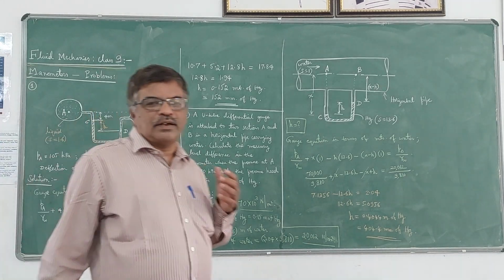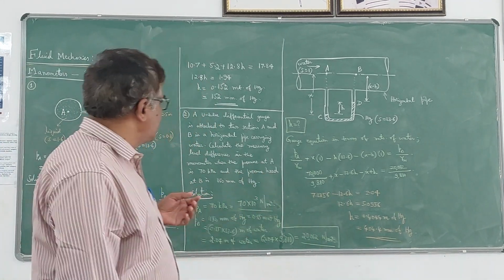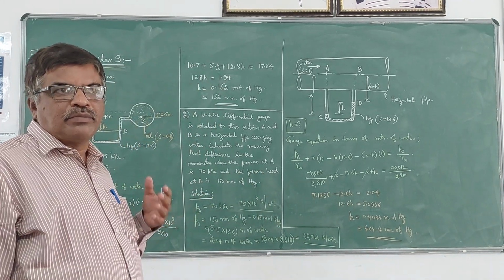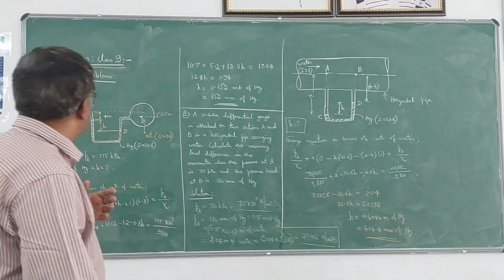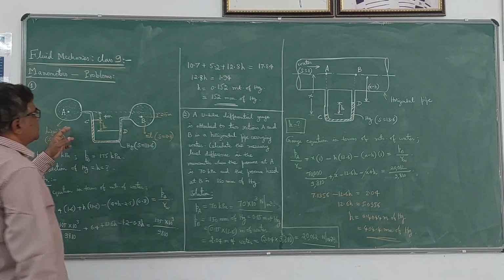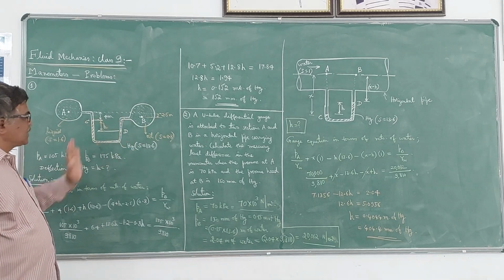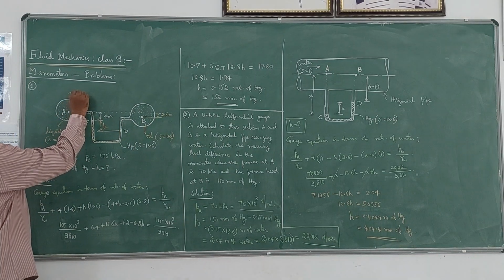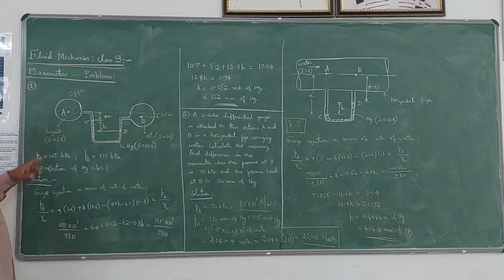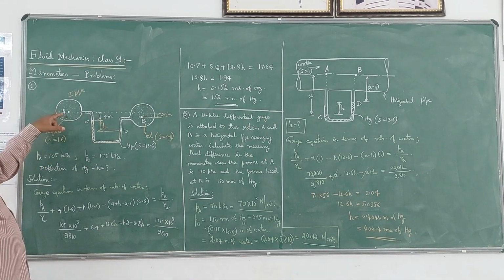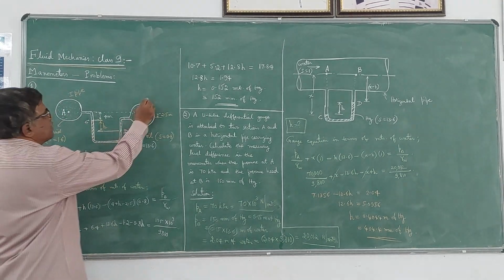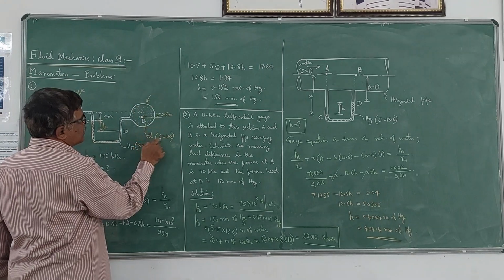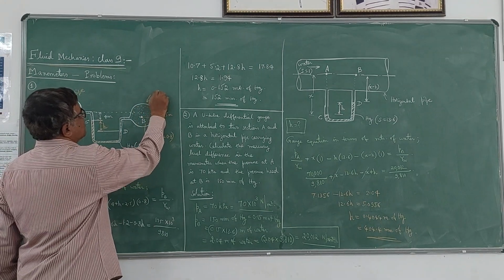Let us discuss two problems in this class regarding the measurement of pressure using manometers. The first problem is, the figure is given like this. There are two pipes. In the first pipe, a liquid of specific gravity 1.6 is flowing. In the second pipe, an oil of specific gravity 0.8 is flowing.